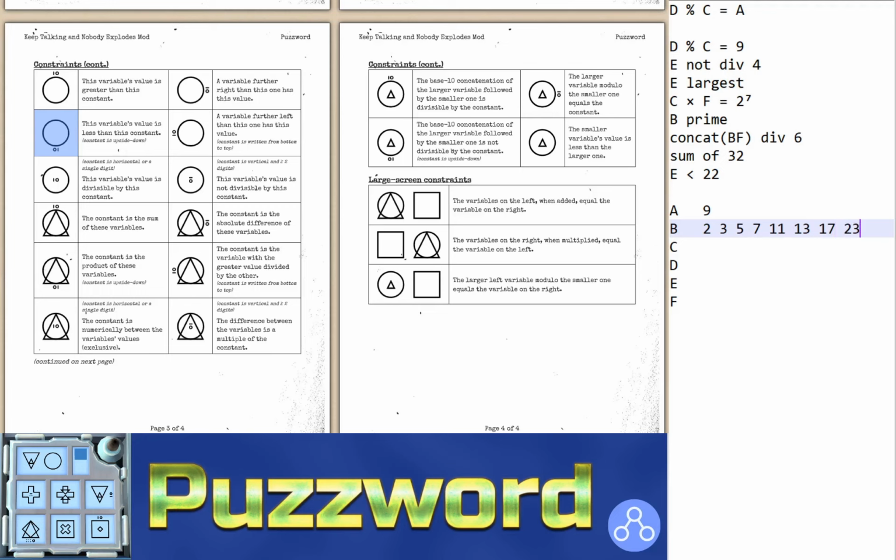I hope I didn't miss one. I did miss one, the 19. Good thing I went back to check.